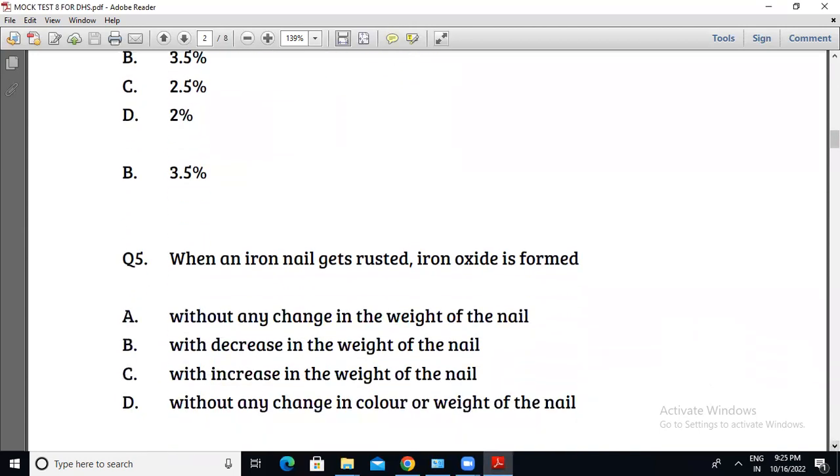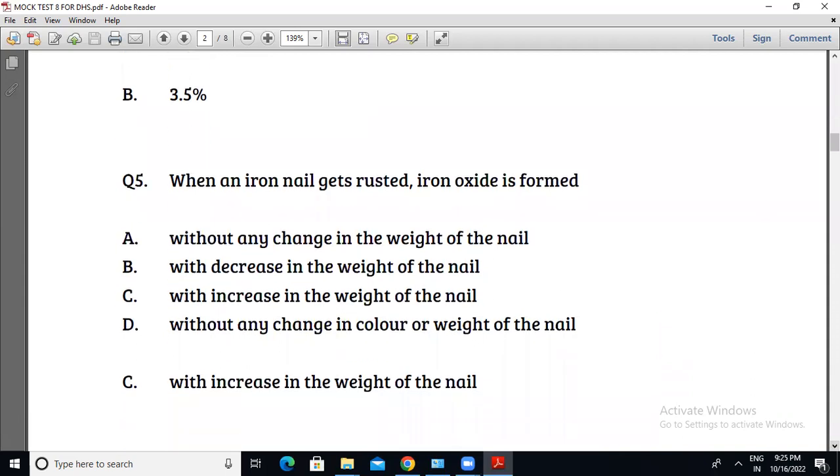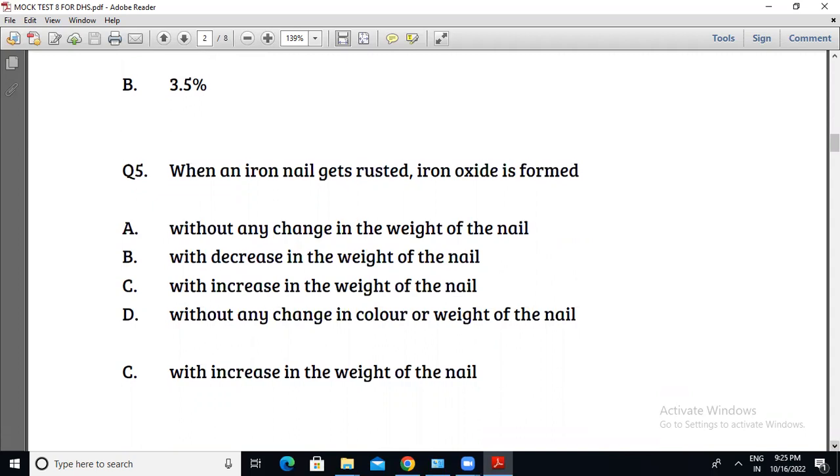Then question number 5: when an iron nail gets rusted, iron oxide is formed. Now, which option will be correct for this? You can check the options, and the correct answer will be option C. That is, when an iron nail gets rusted, iron oxide is formed with an increase in the weight of the nail.